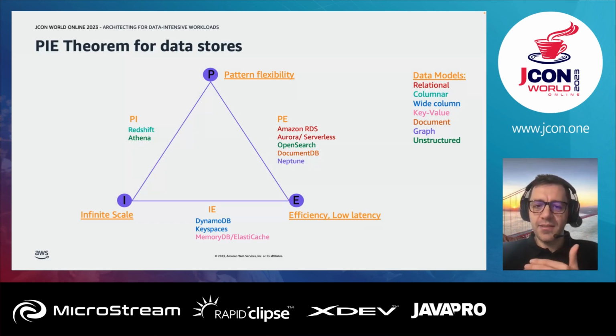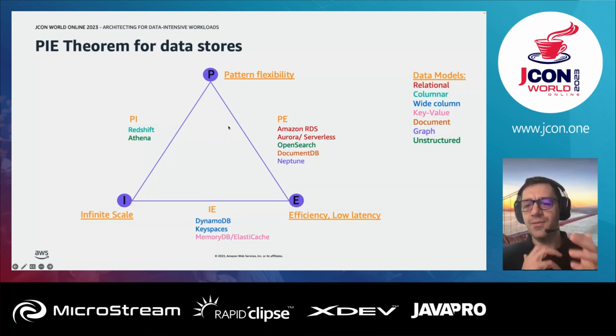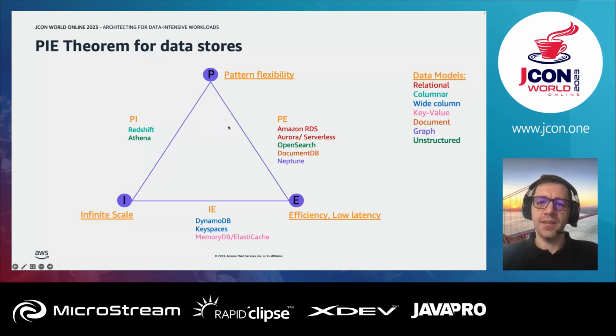And if you really need low latency and infinite scale, but you trade off the pattern flexibility, so you cannot just query whatever you want in that database, look at DynamoDB, right? Or Keyspaces, or in-memory databases, which are super low latency, super fast, scale almost infinitely, but you cannot do many things flexibly with them, right? So you lose pattern flexibility for that. Great. These are some trade-offs that you need to consider there.